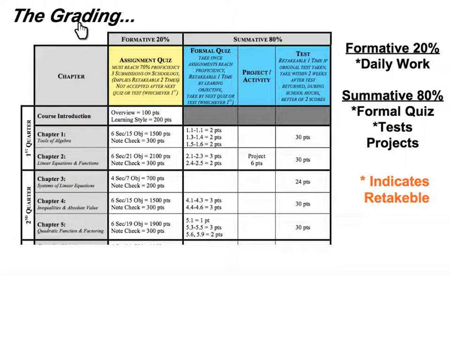The grading is broken down as 20% formative, which includes the daily homework which is done on Schoology, in addition to a note check at the end of each chapter, which is graded on completion of the notes. The other 80% is summative, which will be graded on the formal quizzes, chapter tests, and projects when we have them. Formal quizzes and chapter tests are retakeable up to 1 time each.